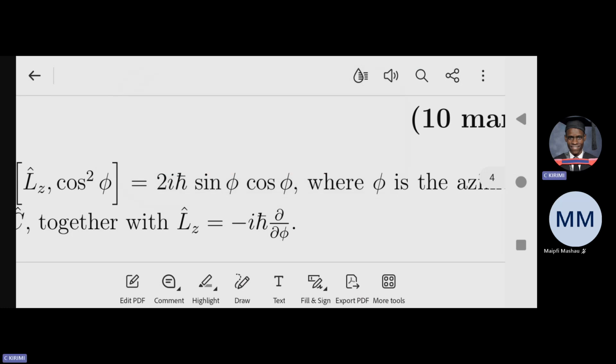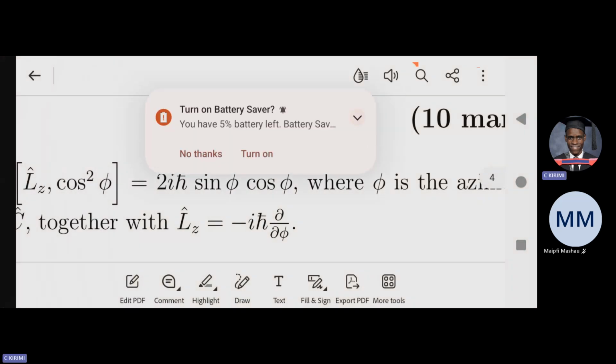I'm having a charger problem here. Apologies for that. All right.